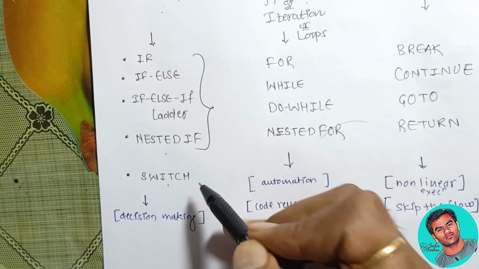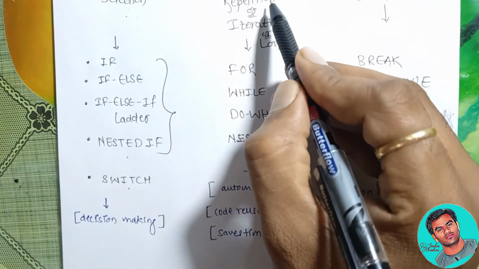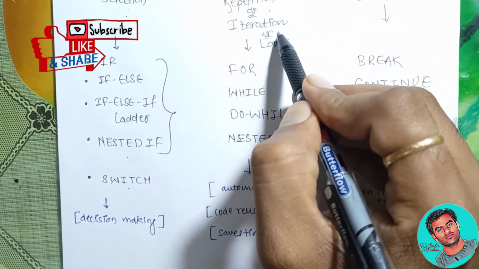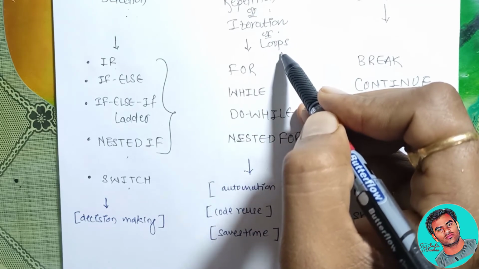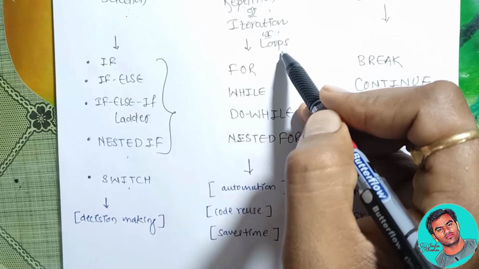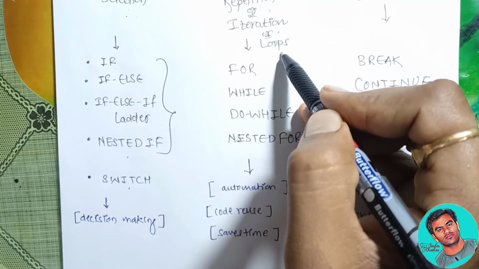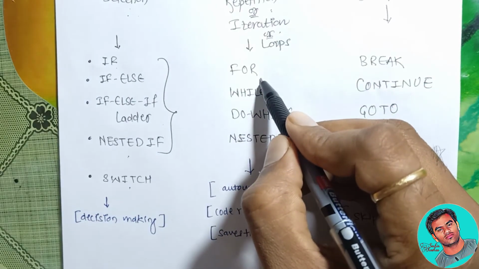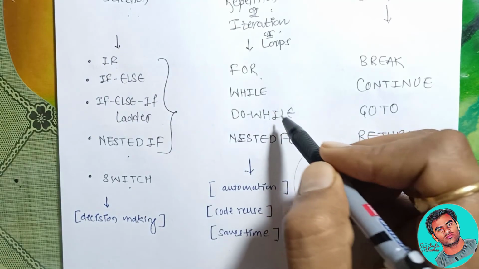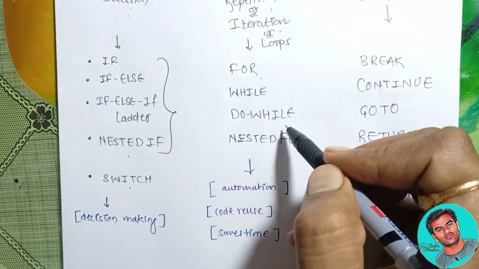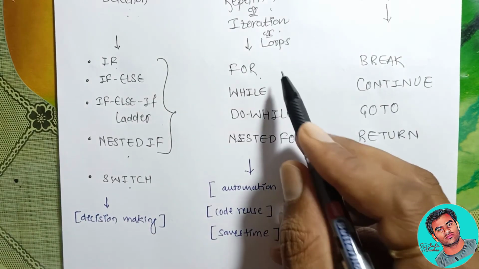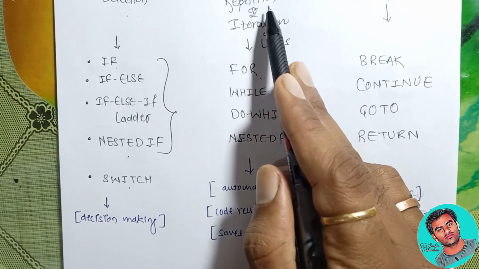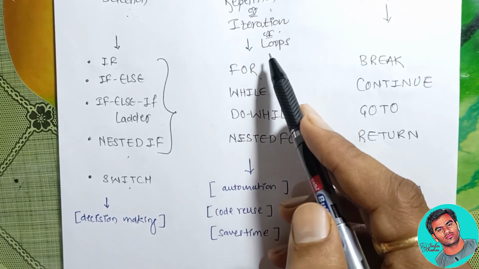Okay, fine. The next one is the repetition statement, also called an iteration statement, and also called a loop statement. There are several names for this. What four types are there? There is the for statement, then the while statement, then the do while statement, and the last one is the nested for statement. These four statements are called iteration statements, repetition statements, or loop statements.